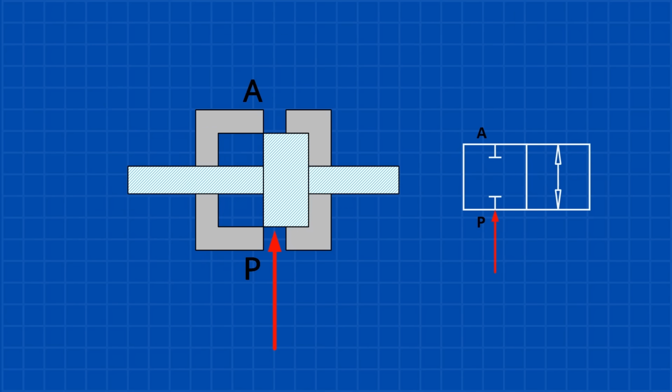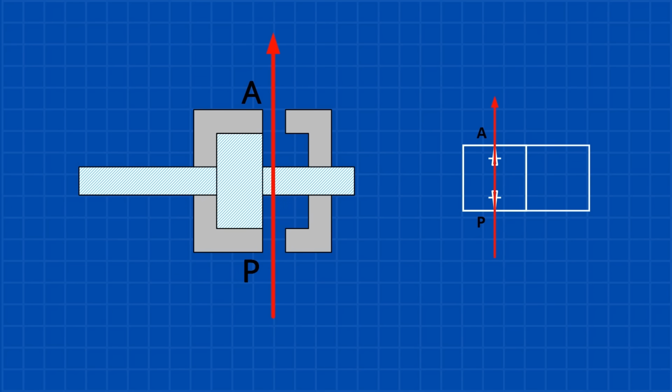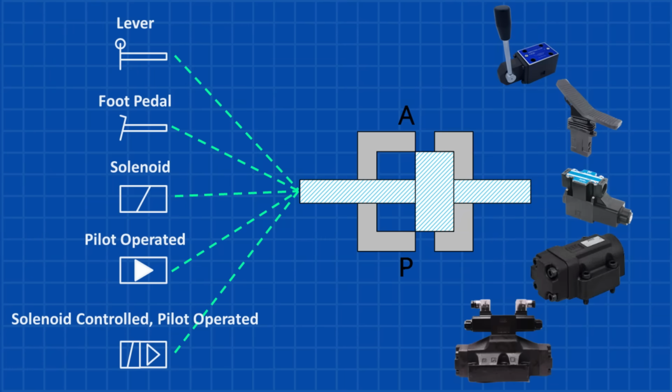In this example, I'm using a 2-way directional valve. It's called a 2-way valve because it has 2 ports, port P and port A. When the spool moves to the left, what we refer to as a spool shift, the oil flows from port P to port A. But how does the spool actually shift? There are several common methods to accomplish this, including levers, foot pedals, solenoids, pilot-operated systems, and solenoid-controlled pilot-operated.